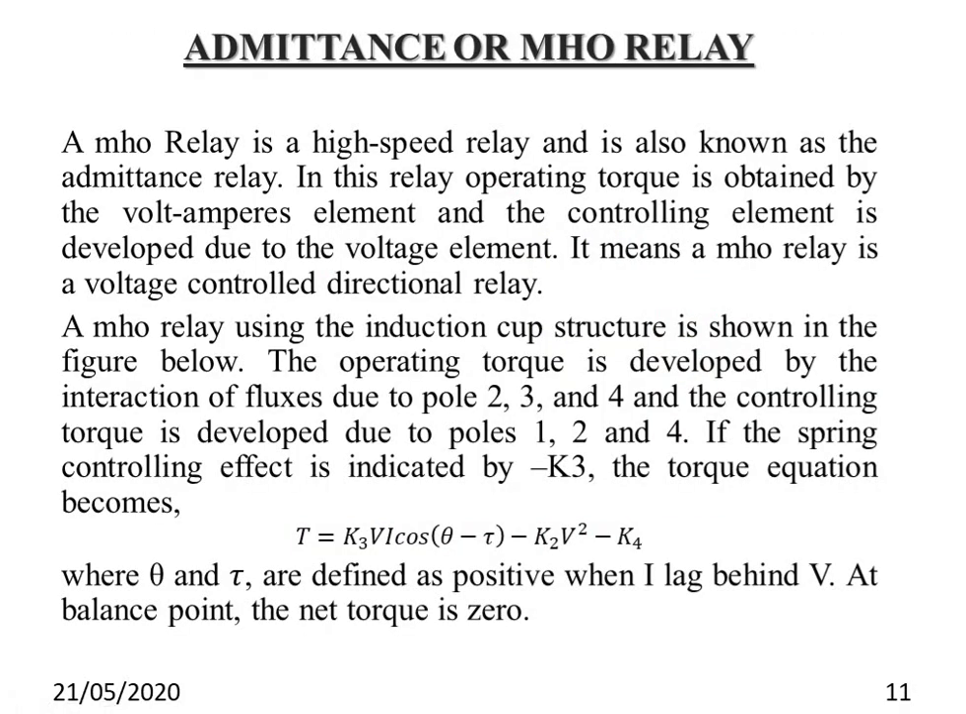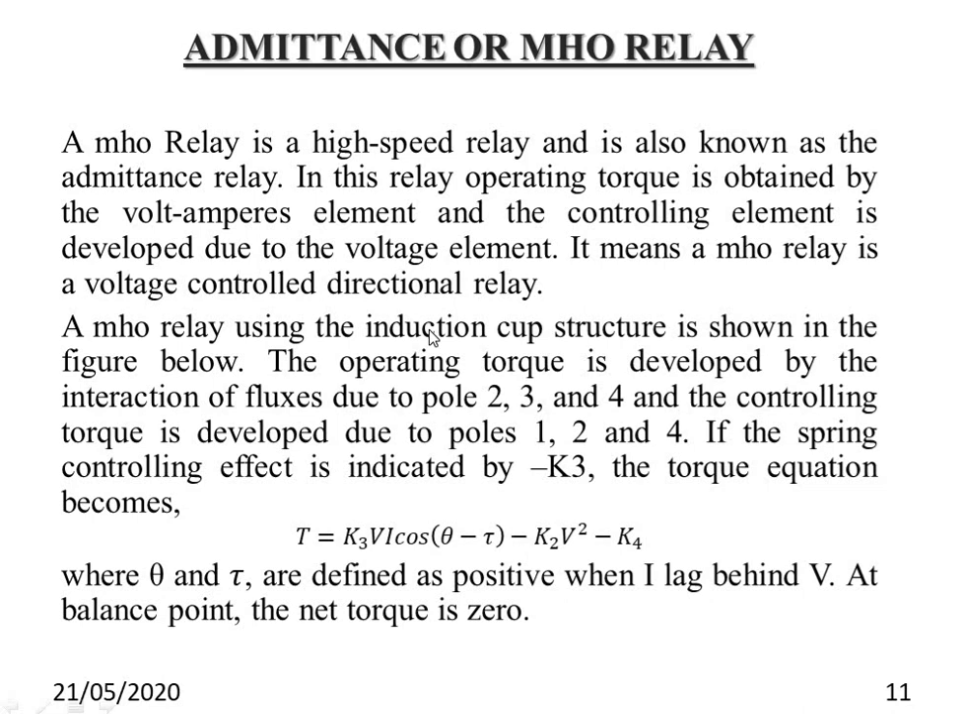Now admittance or Mho relay. Mho relay is a high speed relay and it's also known as admittance relay. In this relay, operating torque is obtained by the volt ampere element and the controlling element is developed due to the voltage element. It means a Mho relay is a voltage controlled directional relay. Also we can say this Mho relay is called the inherently directional relay. What is a directional relay? I will explain later during feeder protection. Why this Mho relay is called inherently directional relay, I will come to later. First you should know this is the directional relay.